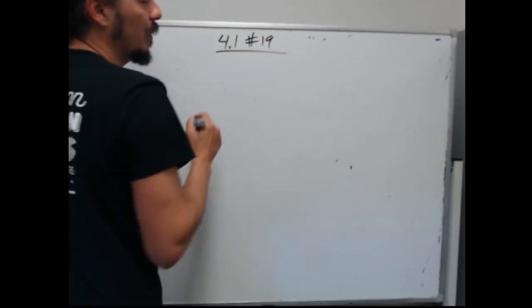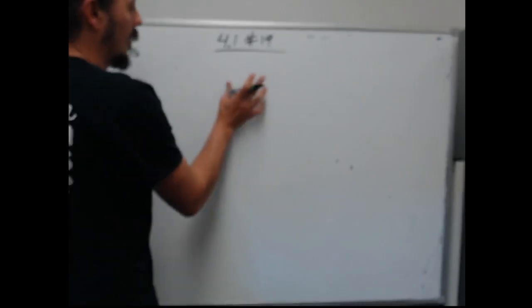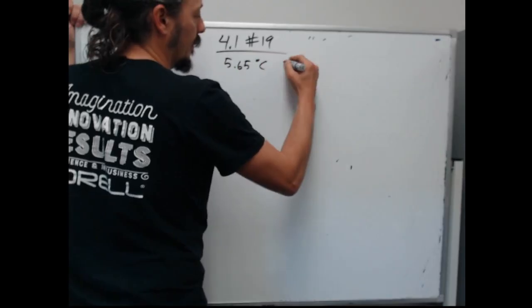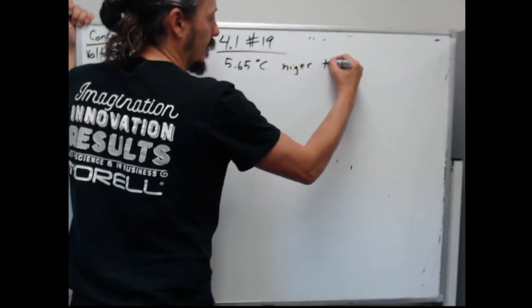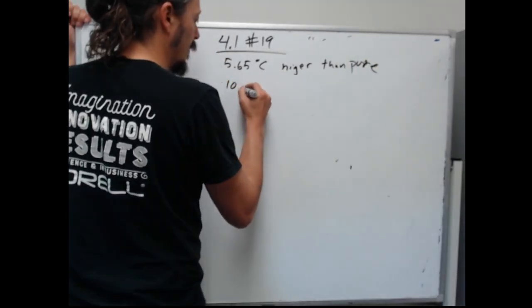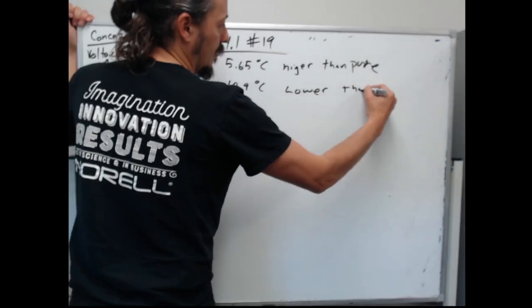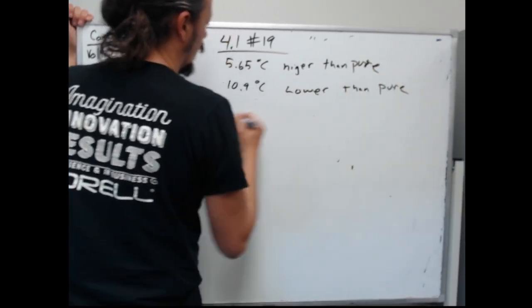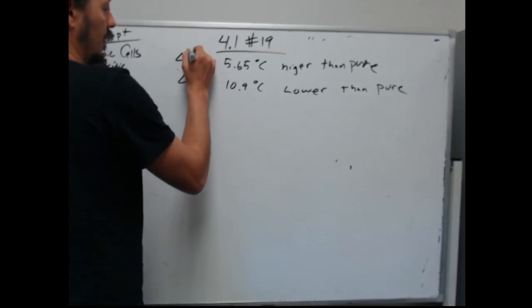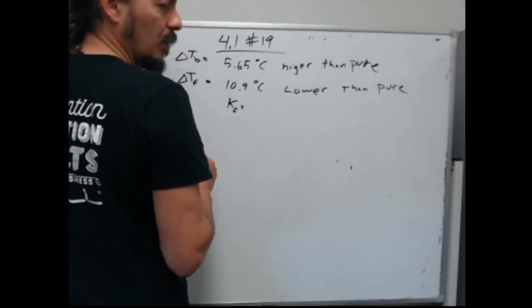Number 19. What do we got? A solution of an unknown substance in an unknown solvent boiled at a temperature 5.65 degrees Celsius higher than the boiling point of the pure solvent and froze at a temperature of 10.9 degrees Celsius lower than the freezing point of the pure solvent. The value of Kf for the mystery solvent is 12.3 degrees Celsius kilograms per mole. What is the Kb for the mystery solvent?